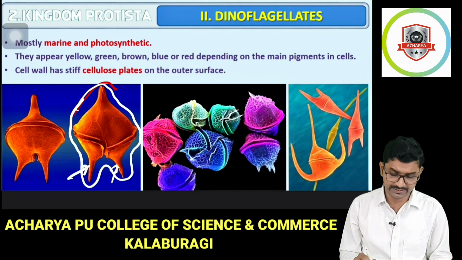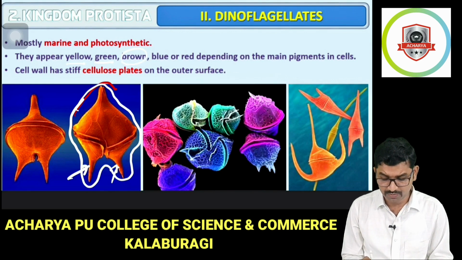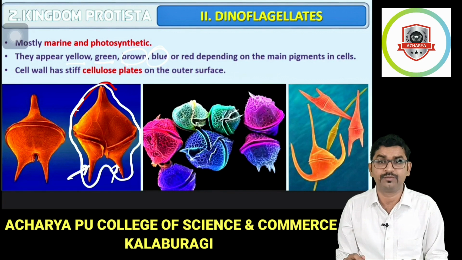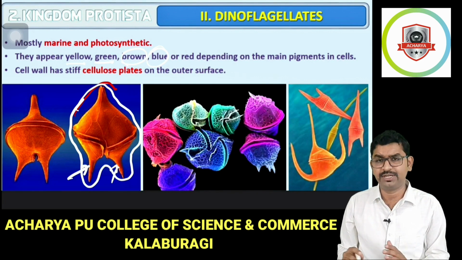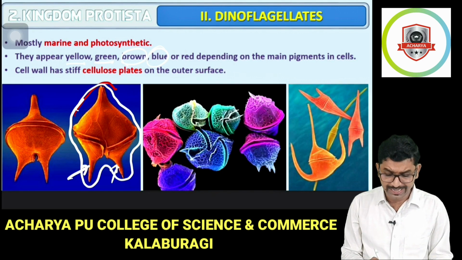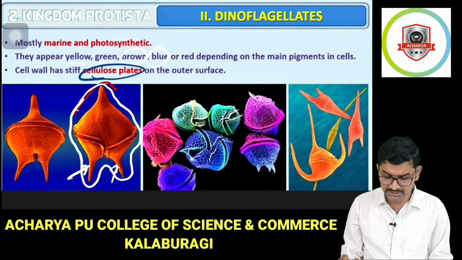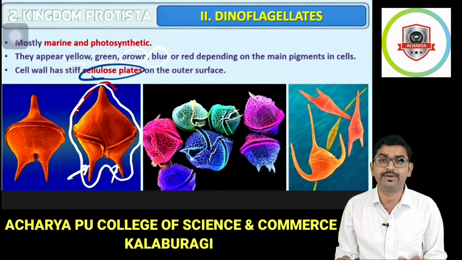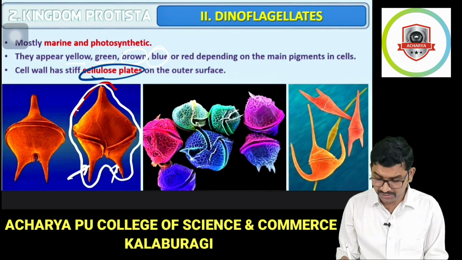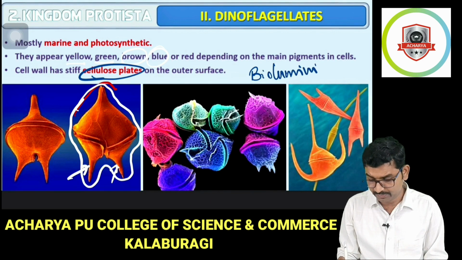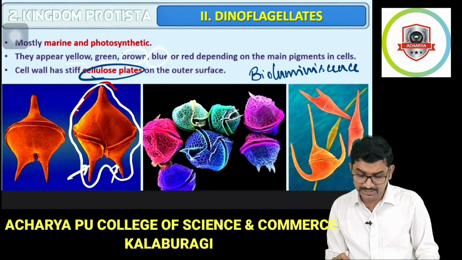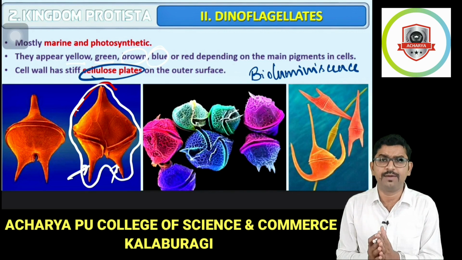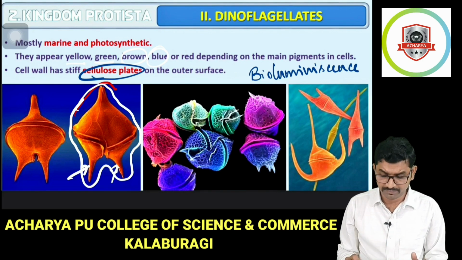They appear in different colors. We find yellow, green, brown, blue or red, depending on the pigment they have. What kind of pigment they have imparts the particular color. Alright. The cell wall has stiff cellulose plates on the outer surface. Clear? Because of this property, they have a very special mechanism. We call it bioluminescence. These organisms show a phenomenon called bioluminescence. They give a certain color, a shiny appearance. So that is why we call it bioluminescence.